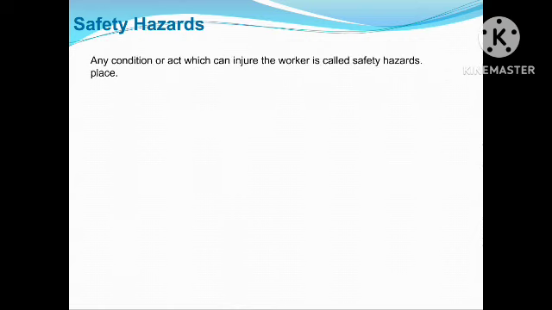Now we see the sixth type of hazard as per OSHA, the safety hazard. As we already discussed the physical hazard, chemical hazard, ergonomical hazard and work organization hazard, what is a safety hazard? Any condition or any act having the potential to injure any worker is called a safety hazard. It means if in an organization there is any work which can harm you, the employee, the environment or the property, then this is known as a safety hazard.